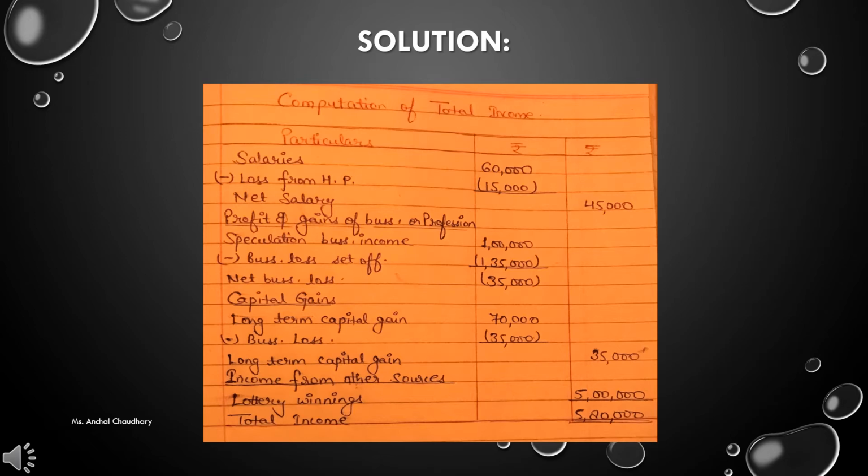Then next is your income from other sources. So it's already given that the lottery winning is a gross amount. There is no TDS which has been deducted from it. So you will write it as it is, that is your rupees 5 lakh. So after calculating all of these incomes, we will get your rupees 5,80,000, and this is your total income which we have covered under all of the computation which we get from the computation of your total income.